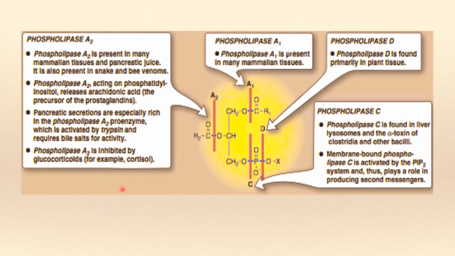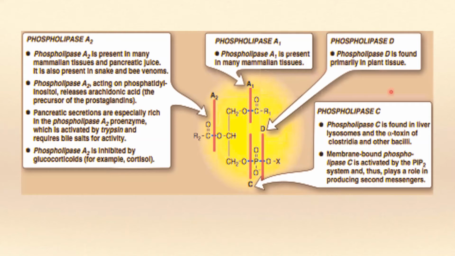So that is about the phospholipase A2. Now, the activity of this phospholipase A2 can be inhibited by the glucocorticoids or cortisol. So it becomes an important finding that it can be utilized for various clinical purposes.